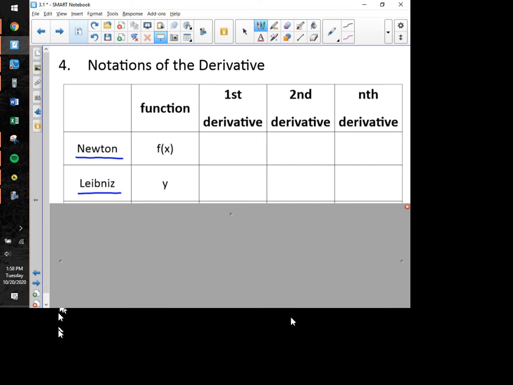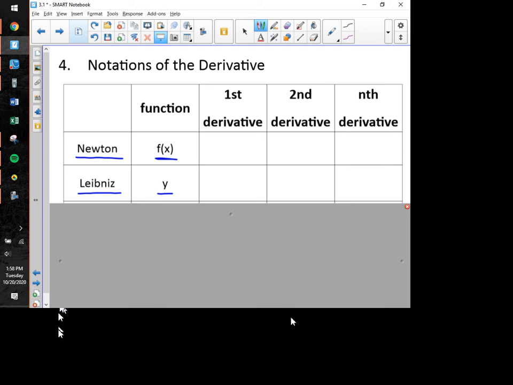Now anyway, Isaac Newton is the one that we credit the most with using the f of x notation that you all know and love. Just kidding. Most people prefer Leibniz's notation, which is y right down here, but we're going to be using these two interchangeably throughout the course of the year.